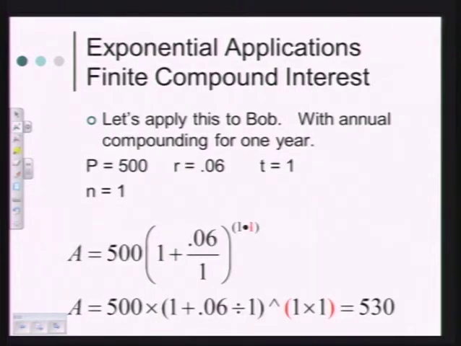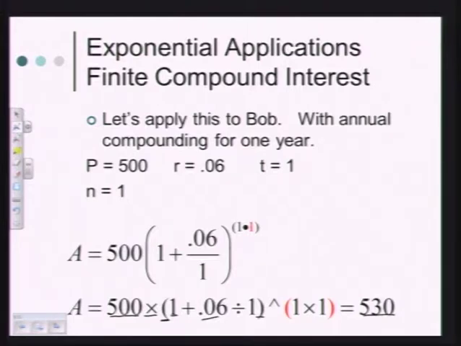In this case, I'm letting T equal 1. And if we put that in our finite compounding, since this is compounded only once in that 1 year, essentially Bob has $530 in the bank. Now, if you look at the bottom of the screen, that's the keystrokes you would be doing on your TI-84 calculator. You'll hit 500 times, and then be sure and use parentheses. Left-hand parentheses, 1 plus 0.06 divided by 1, close your parentheses.